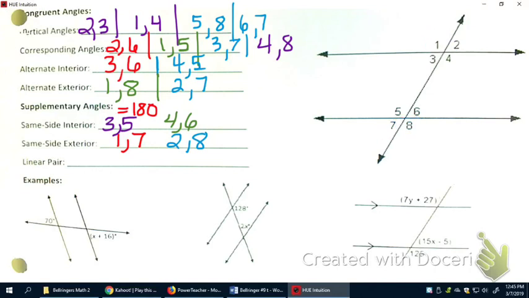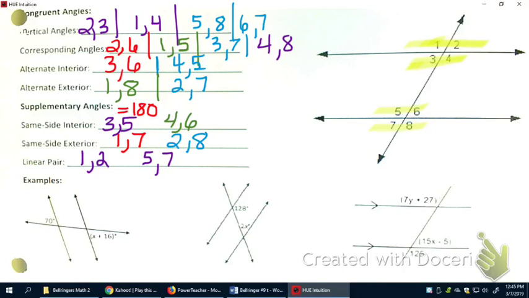Now I'm not going to list all the linear pairs because I think there's 8 of them. Okay? But linear pairs are angles that are right beside each other and that they make a line. Okay? So I'm just going to list a couple and talk about it. So 1 and 2 would be a linear pair. 5 and 7 would be a linear pair. I'm going to list those 2, but let's just look at it. 1 and 2 are a linear pair. 3 and 4 are a linear pair. 5 and 6 are a linear pair. 7 and 8 are a linear pair because they're all right next to each other making a line.